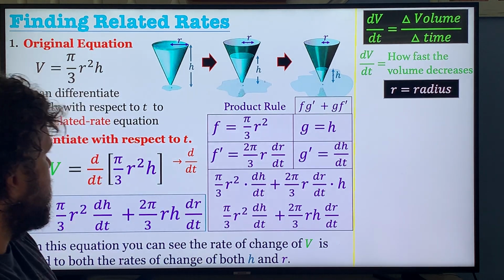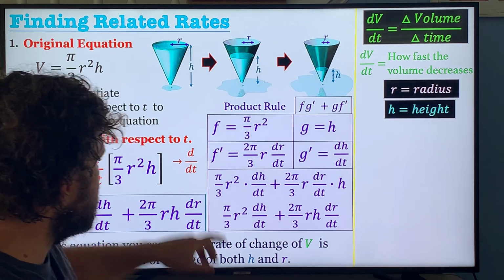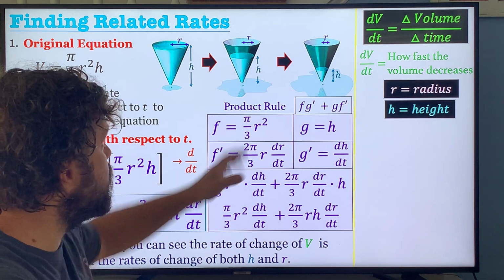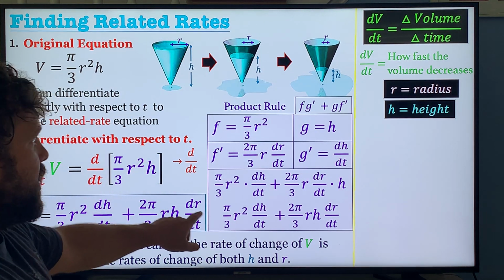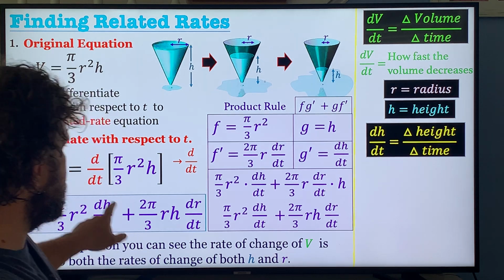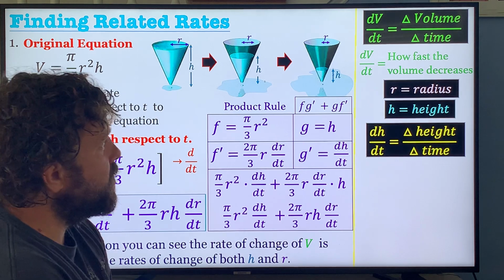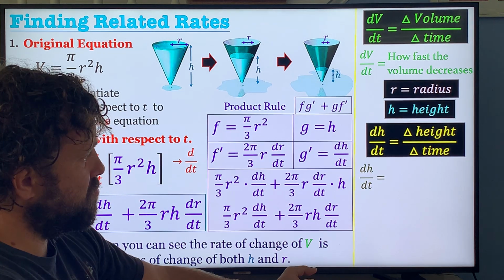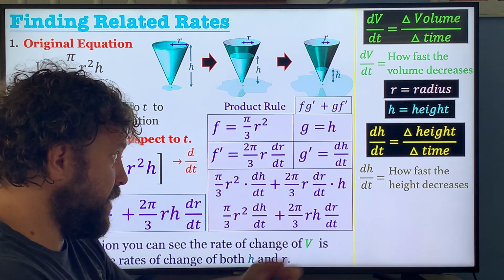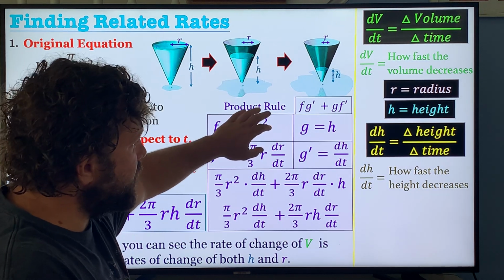R stands for radius. Okay? H is height. These are all things you should know from this equation. What else do we have here? dh dt. The change in height over the change in time. So dh dt actually equals how fast the height is, what? Decreasing. Okay, so how fast the height is going down. Because as the water comes out, the height decreases.